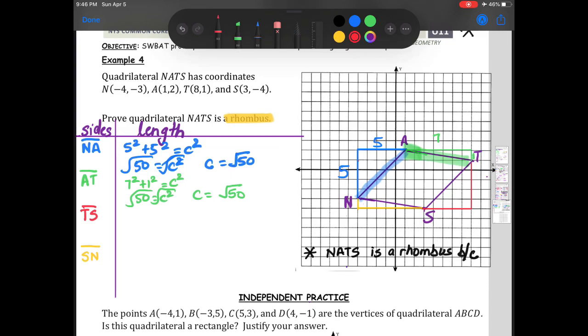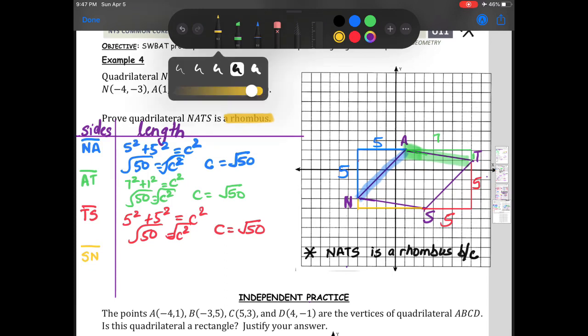Okay, so now our TS. This is 5 and 5. Isn't it the same thing? But you must show the work. Even though it's the same, you have to show the work. 5 squared plus 5 squared equals c squared. It is 50 equals c squared. Take the square root. So c is what? Square root of 50. And the last one is this.